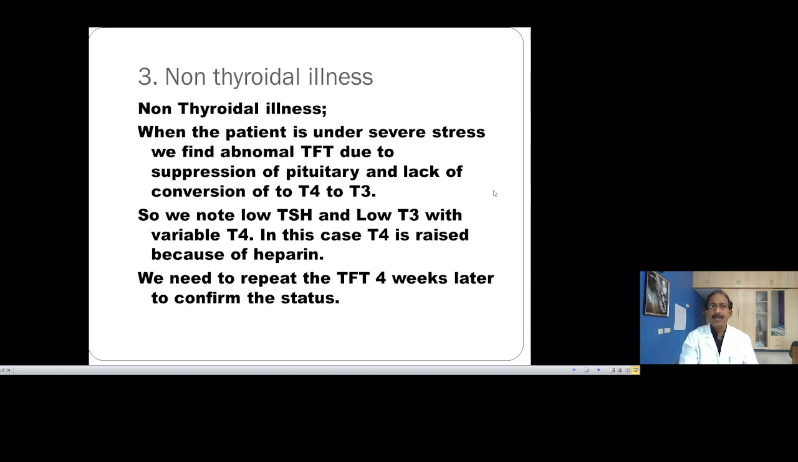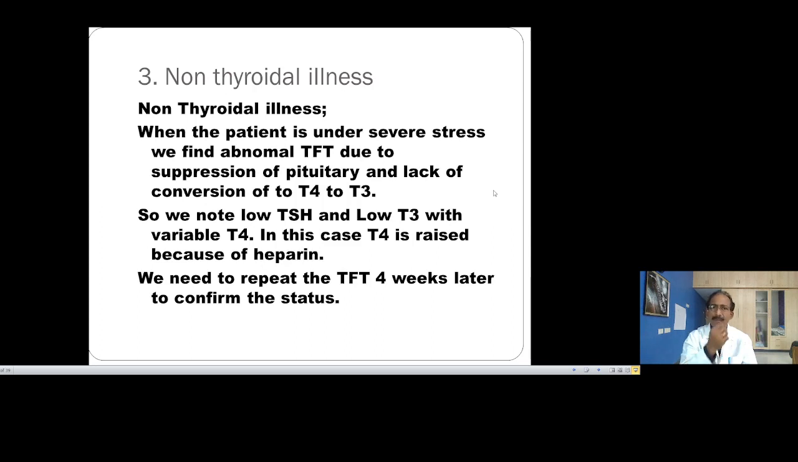And there is a term called non-thyroidal illness. Earlier, the term was different. What does it mean? It means in severe stress, especially when the patient comes to ICU, we find abnormal TFT. That's due to suppression of the pituitary and lack of conversion of free T4 to T3. That's why the T4 was high in this particular patient and T3 was low. And because of the pituitary suppression, it's an adaptation. Pituitary suppression is a necessity in an emergency, and we'll talk about that during the pituitary session.